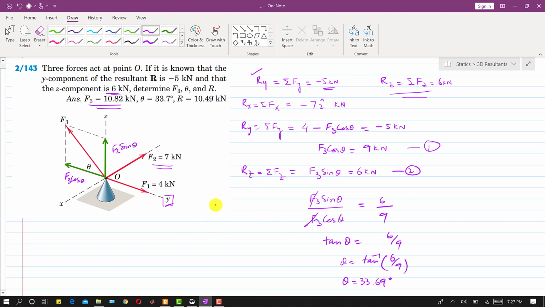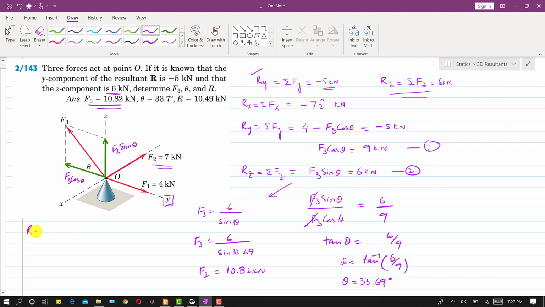And we were also asked to find this F3. If we use equation number 2, then F3 is equal to 6 divided by sine of theta, right? So F3 is equal to 6 divided by sine of 33.69. So we will get the magnitude of F3, which is 10.82 kilonewton, right? And as we know the magnitudes of all the components of the resultant, we can find the magnitude of R.